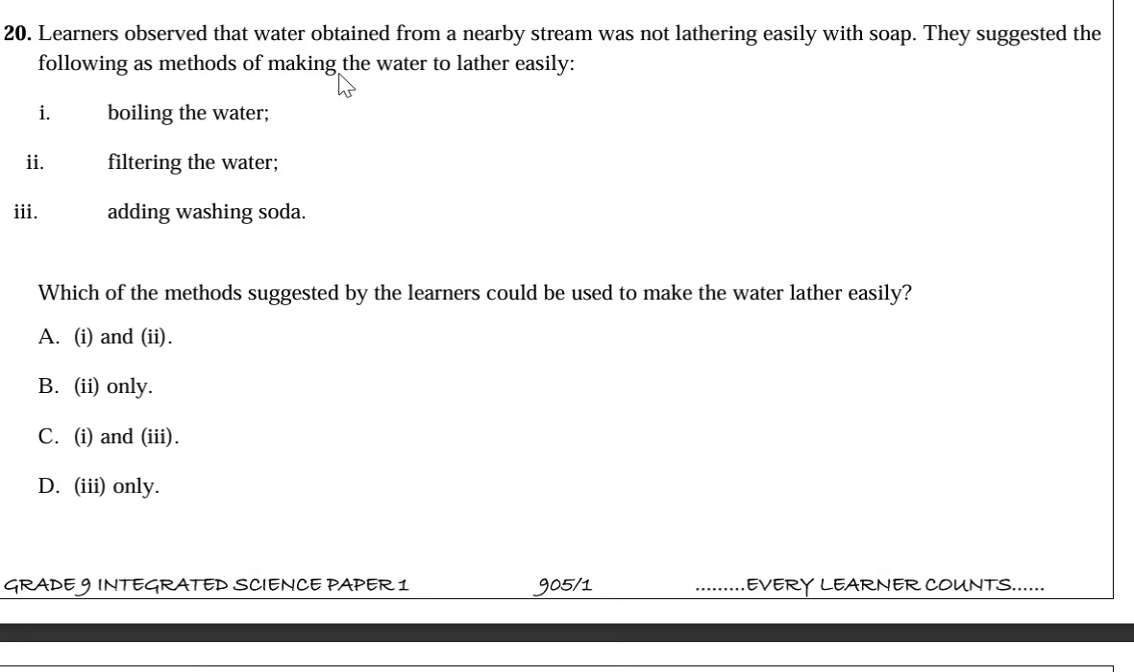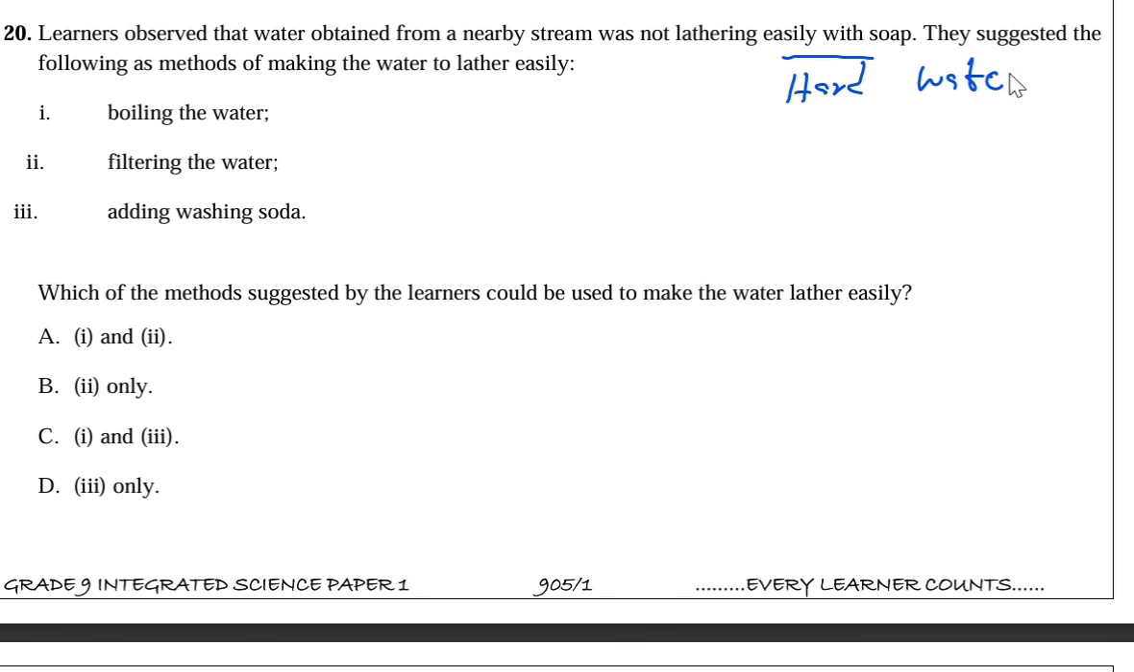Learners observed that water obtained from a nearby stream was not lathering easily with soap. They suggested the following as methods of making the water lather easily: Roman 1, boiling the water; Roman 2, filtering the water; Roman 3, adding washing soda. Each of the methods suggested by the learners could be used to make the water lather easily. So they're talking about hard water. This is grade 9 work.